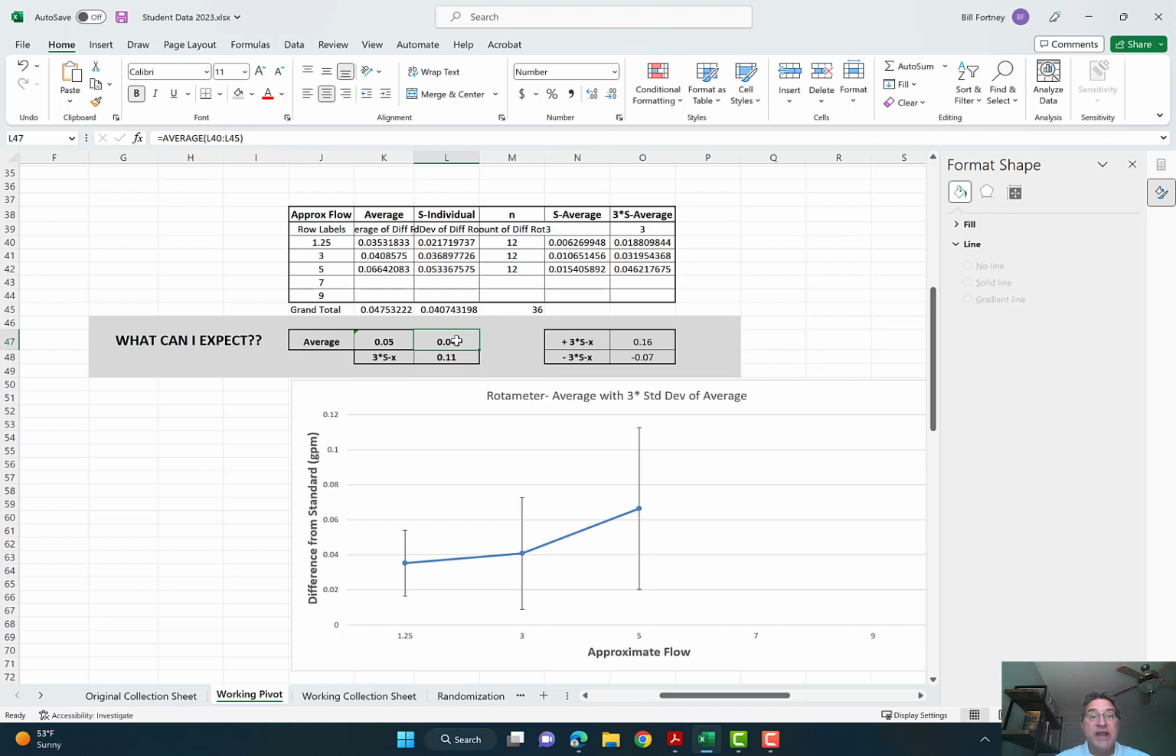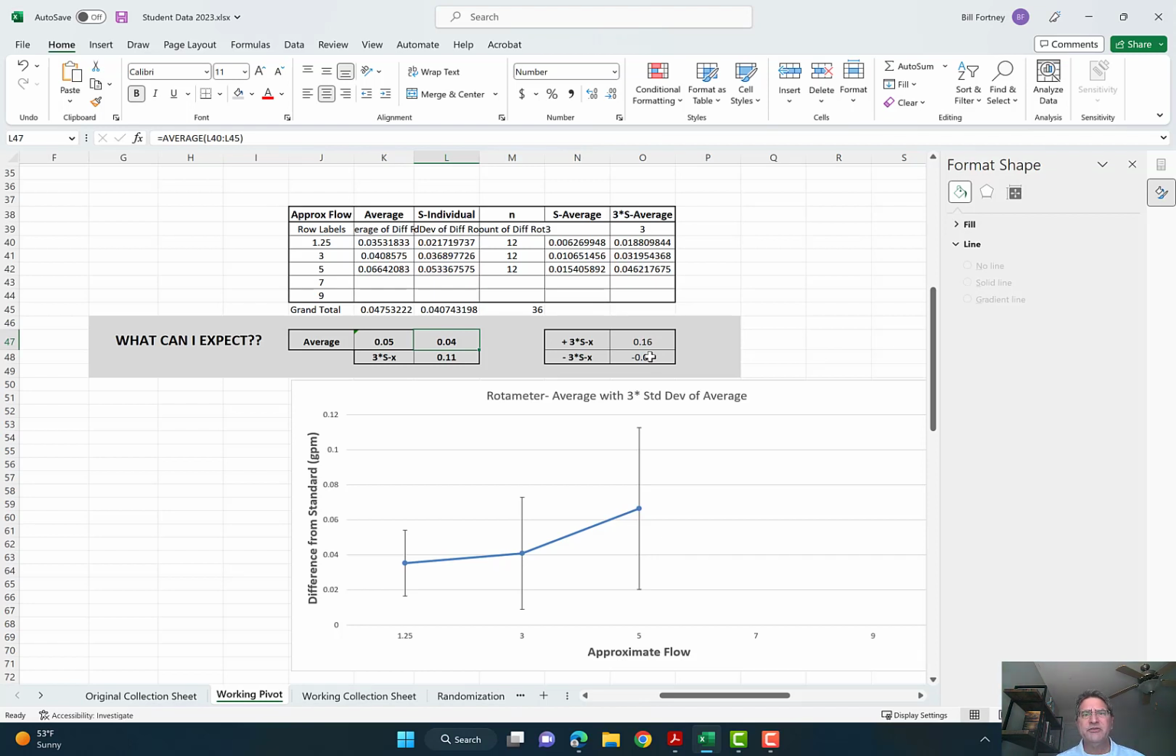Does that make sense? Do you see how I'm using the numbers to give me an idea what to expect? Because over here, I created 0.05 plus 3 times that and 3 minus that. That's what this is. That's the confidence interval on individual values. Because you're asking me, what can you expect from a reading on the rotometer? We're not talking averages anymore. We're talking about a reading. Okay, I could expect it to go from here to here.